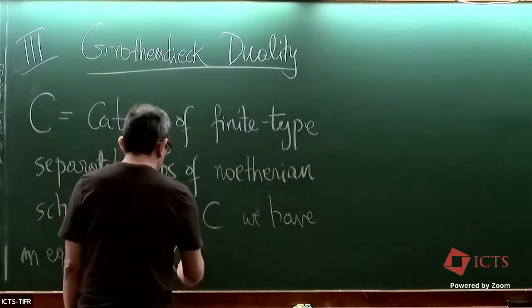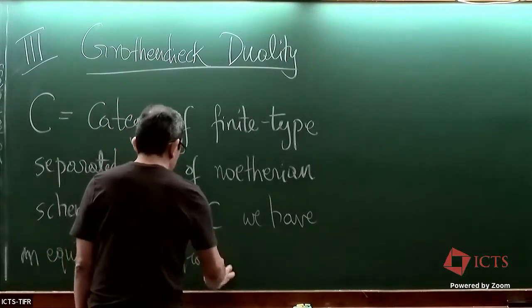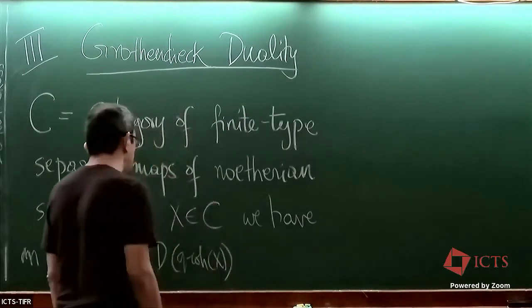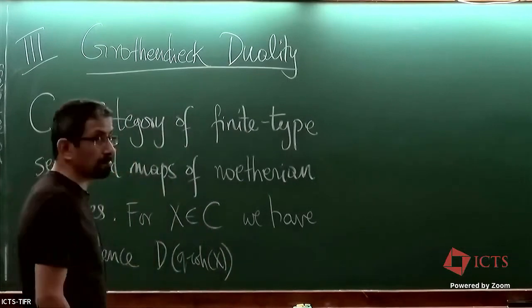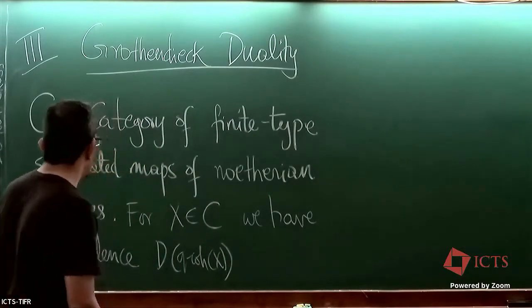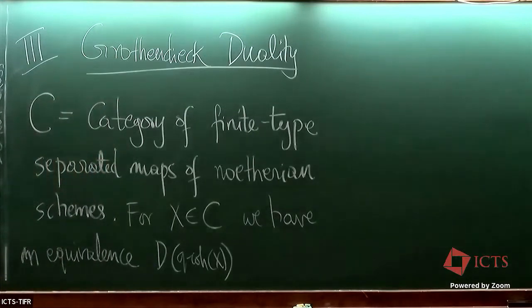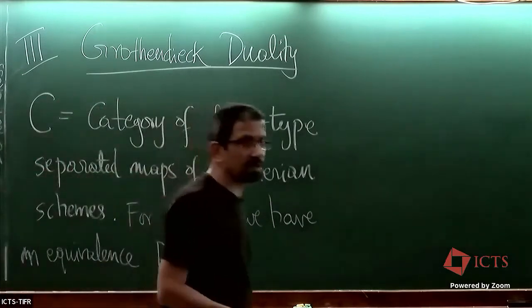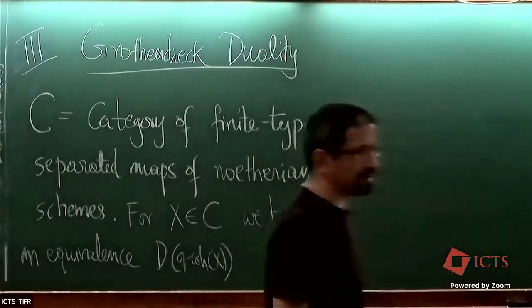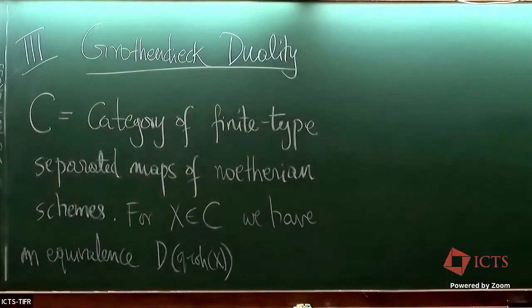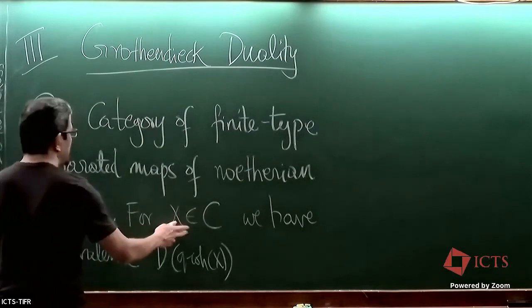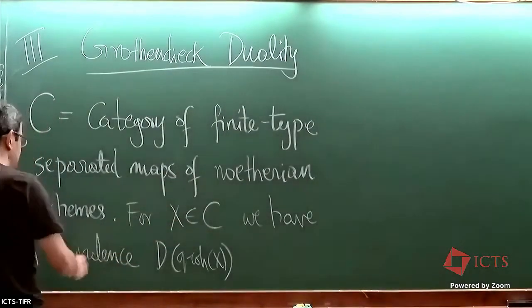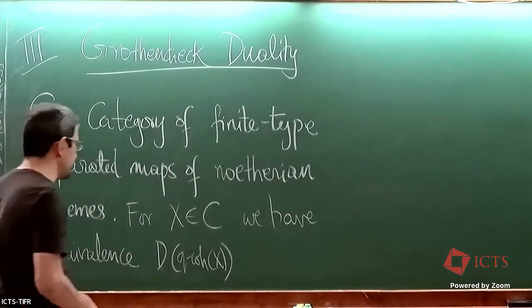So this is the derived category of quasi-coherent sheaves on X. Here C is a category whose objects are schemes and whose morphisms are the maps. That's the way we usually write it. So when we say X is in C, it means it's a Noetherian scheme. For a Noetherian scheme, we have an equivalence of categories.